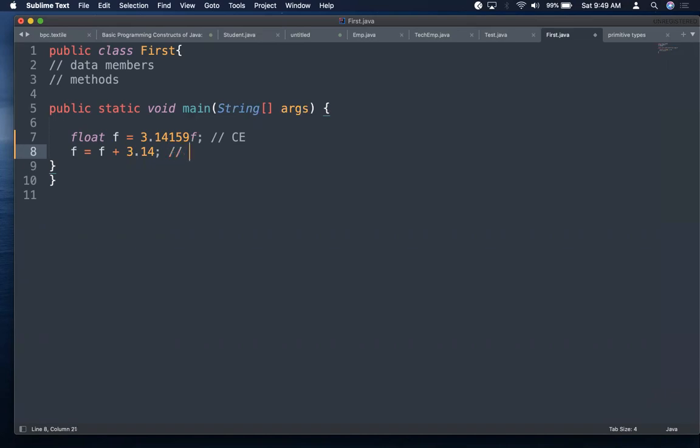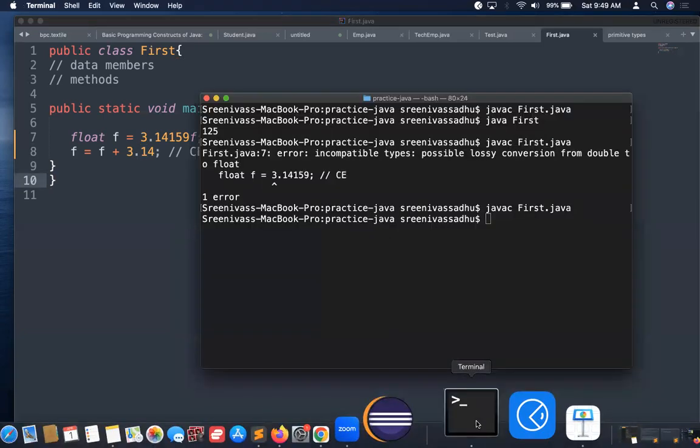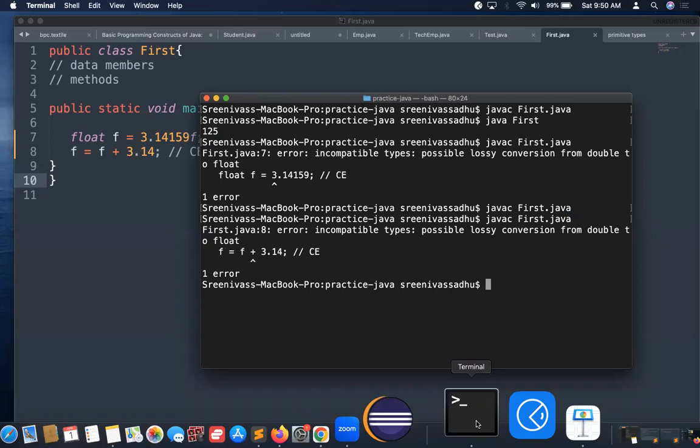So this statement is again a compile time error, because 3.14 is a double value. Just compile this and you will see that there is a compile time error.